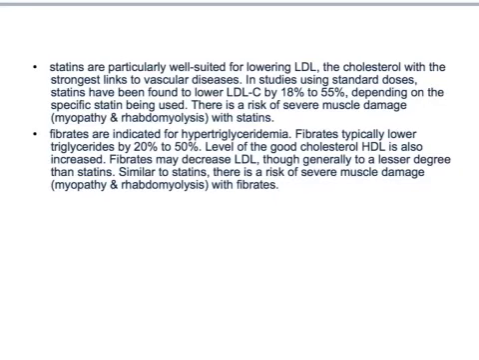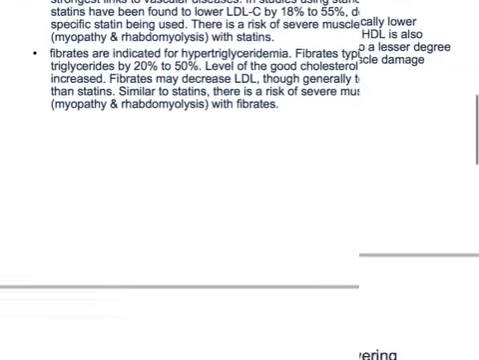Fibrates typically lower triglycerides by 20 to 50%. The level of the good cholesterol, HDL, is also increased. Fibrates may decrease LDL, though generally to a lesser degree than the statins. Remember, this is a point you should know: though the fibrates also decrease the LDL, the amount of LDL decreased by the statins is really more than the fibrates. There is a risk of severe muscle damage with both, but compared to the fibrates, statins cause more severe myopathy.